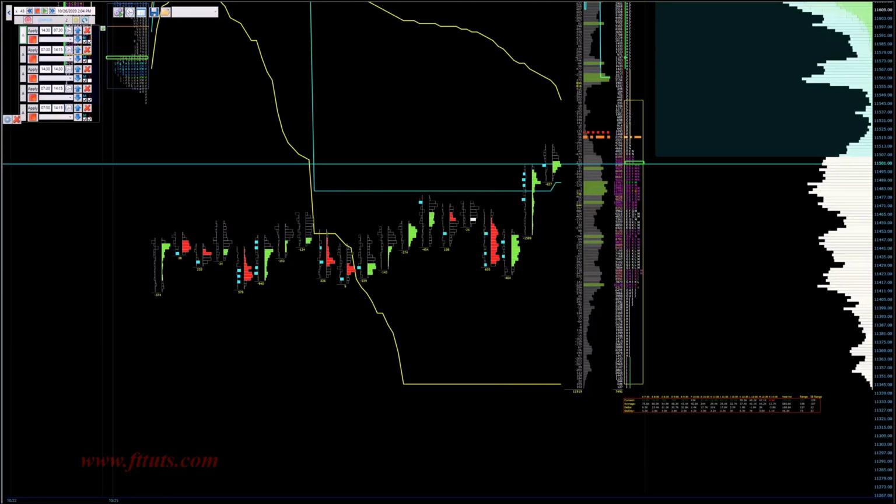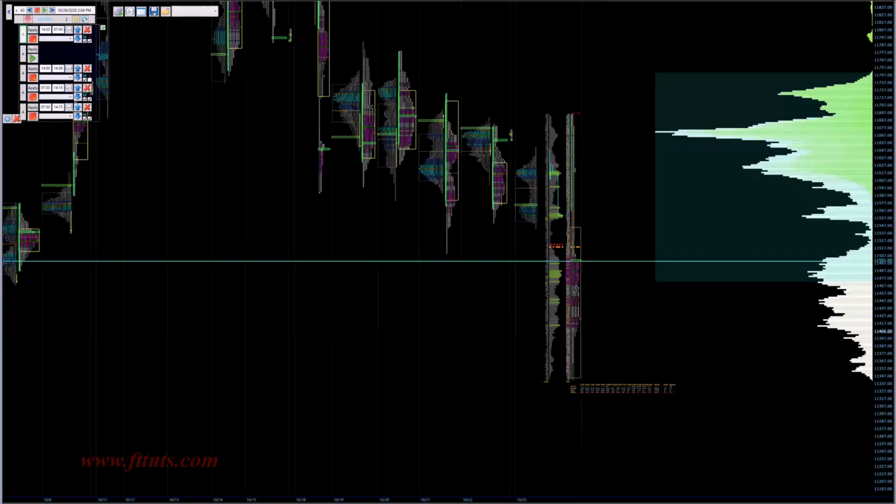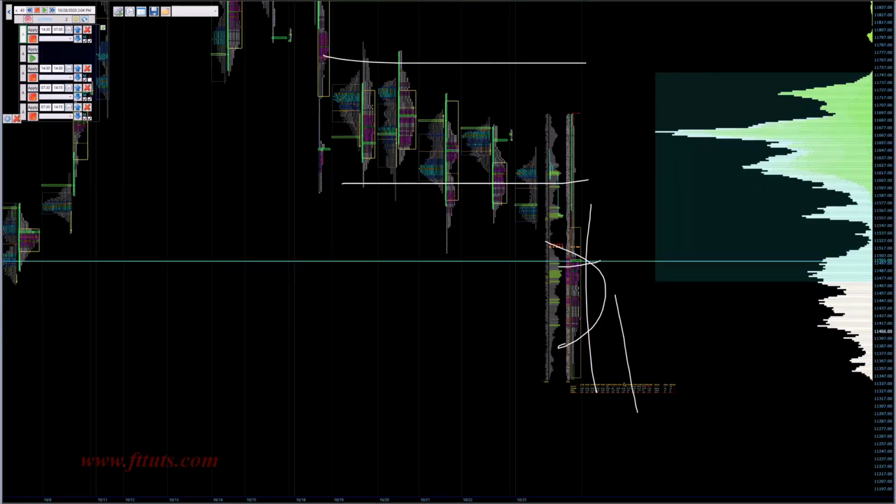Okay, so all of the moves happened after balance. So we would balance and then there would be a move and you could defend that throughout the session. Overall, when we look at the day at the end of the day, let's look at what happened. Okay, we had a break from balance. We closed outside of that. Value is lower, so we'll expect lower prices in coming sessions.